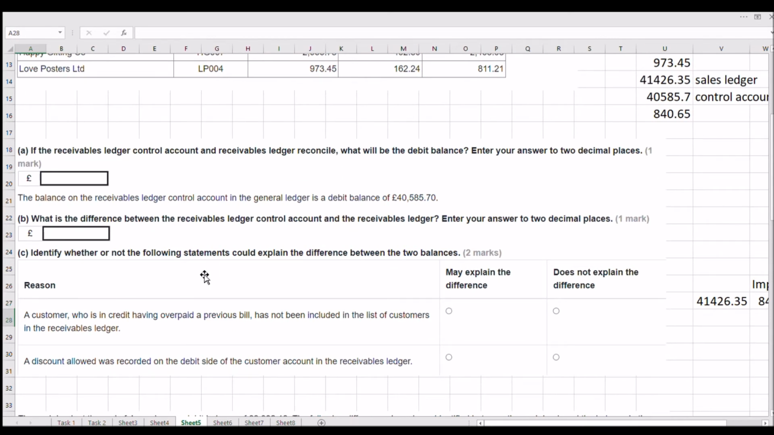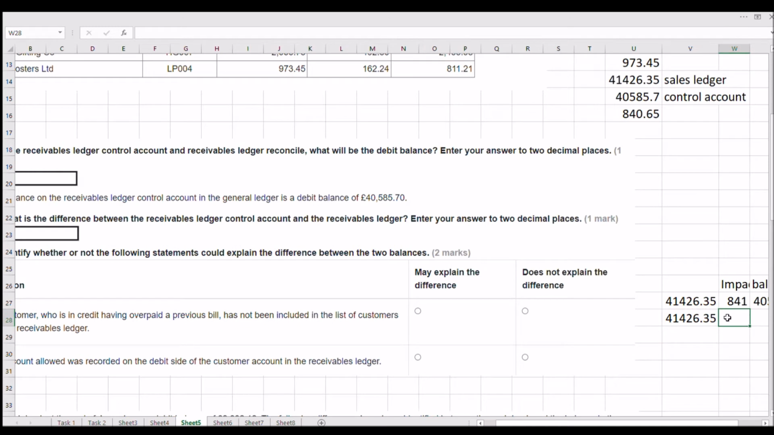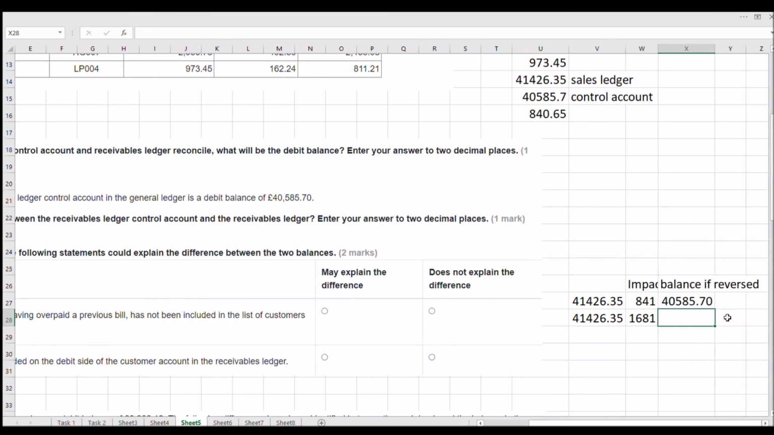Then a discount allowed was recorded on the debit side of the customer's account in the receivables ledger. Start with what the balance is. We recorded a discount allowed, which should be on the credit side, but we recorded it on the debit side. The impact is that we've got a debit rather than a credit, essentially. So we reverse that, take it out, reverse it, and it's the same figure. That's how you do it.